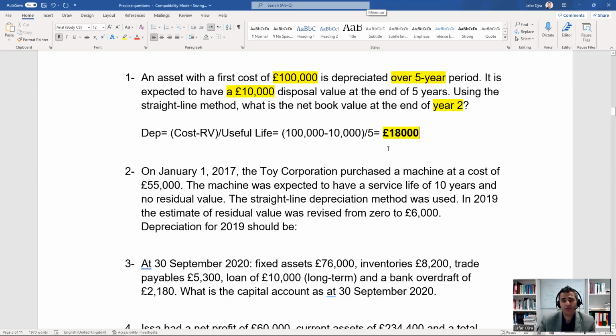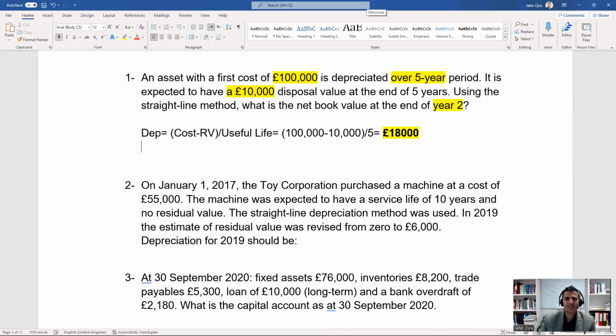So now the question asks you to calculate the net book value at the end of year 2, right? The depreciation charge, 18,000 pounds, under the straight line method is fixed every year for 5 years. Every year for 5 years, we're going to charge depreciation of 18,000 pounds under the statement of profit and loss, under the expenses.